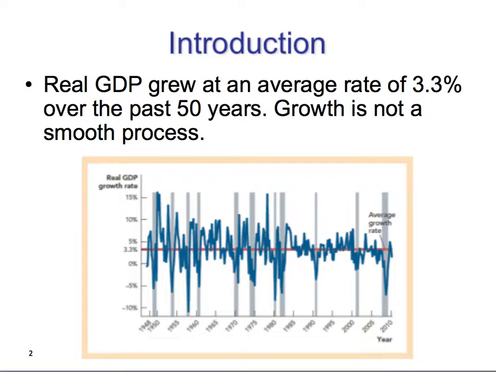So, over the past 50 years, real GDP has grown at an average rate of 3.3%, but it's been highly variable, as the blue line shows. So it really looks almost like an EKG or something. Quite volatile. There are periods of relatively low volatility, and there are periods of relatively high volatility.